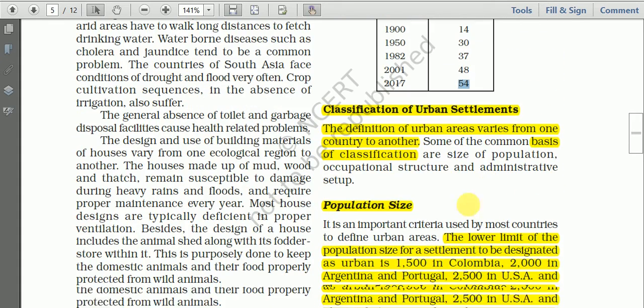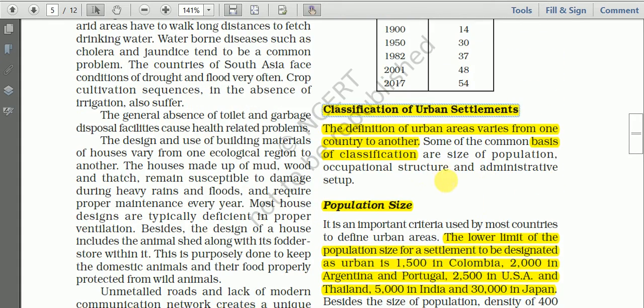Now let us see the classification of urban settlements, and see that the definition of urban areas varies from one country to another. So here let me bring you one very important statement which we have already discussed in the previous class. That is, there is no consensus on what exactly defines a town or a city. Do you remember the statement? So here is the full statement.